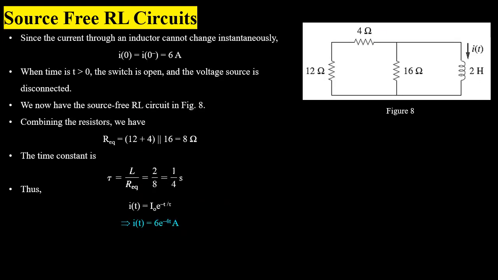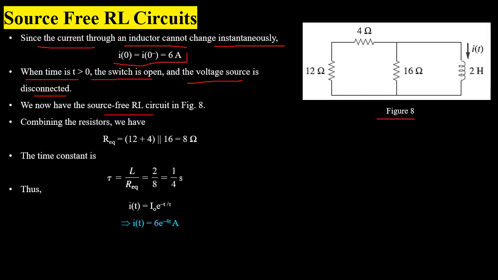Now we know that current through an inductor cannot change instantaneously, so the current at time t = 0 will be equal to the current at time t less than 0, which is 6 amperes. And this will be the initial current of the inductor. When the time t is greater than 0, the switch is open and the voltage source is disconnected from the circuit, and the resultant source-free RL circuit is shown in figure 8.